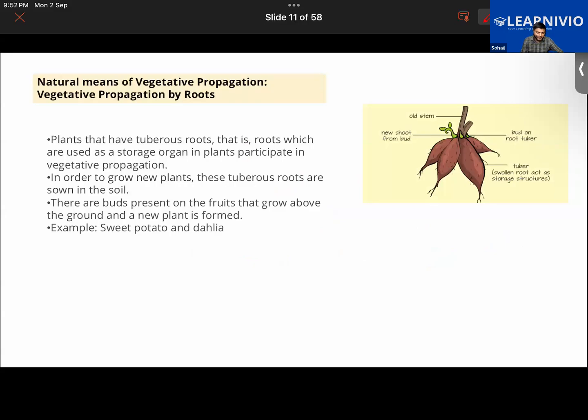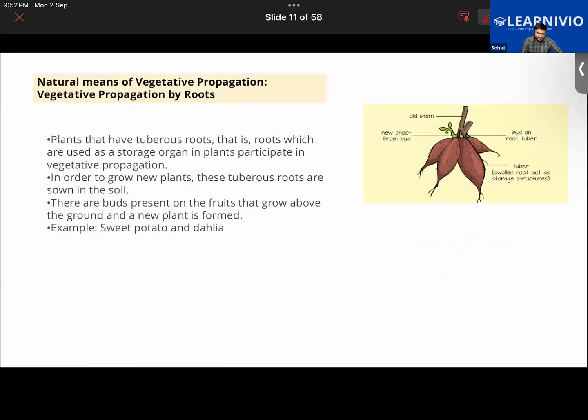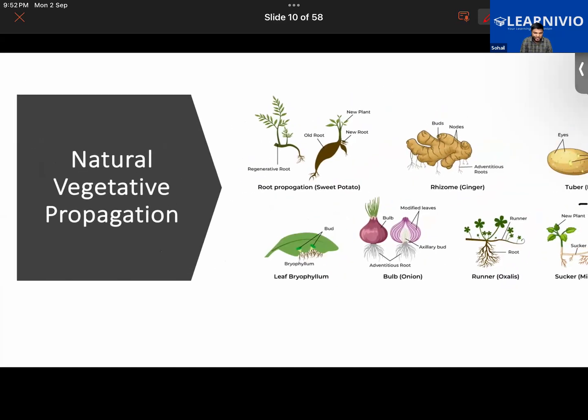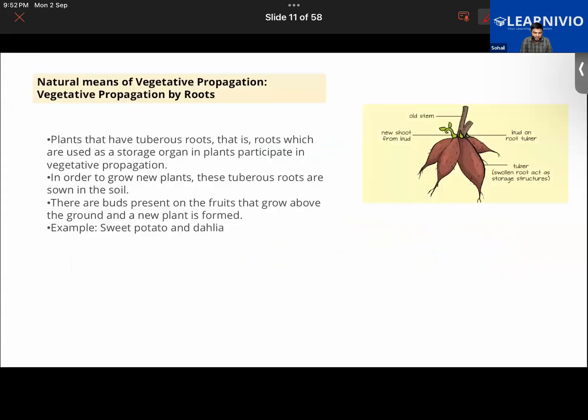So here, in the case of natural means of vegetative propagation, few things were discussed in the previous class. We're going to continue from here. First of all, we're going to learn about the natural means of vegetative propagation. In this, we are going to learn about the root. So we are going to look at the example of the sweet potato. How does a sweet potato grow? First of all, what do we know about sweet potato? Sweet potato is a modified form of root, and it's a tap root, isn't it?